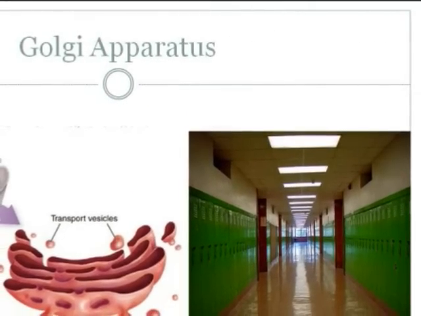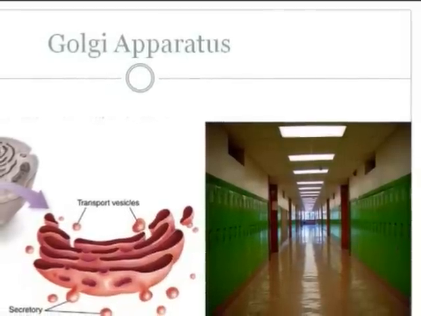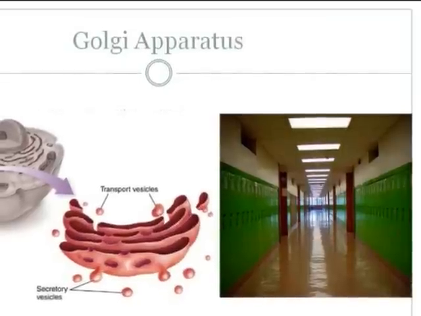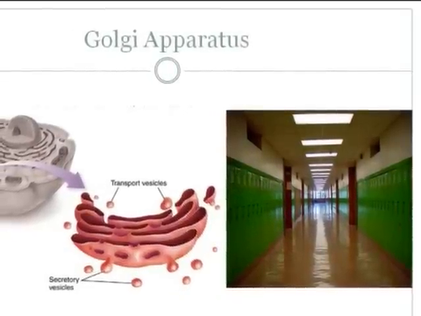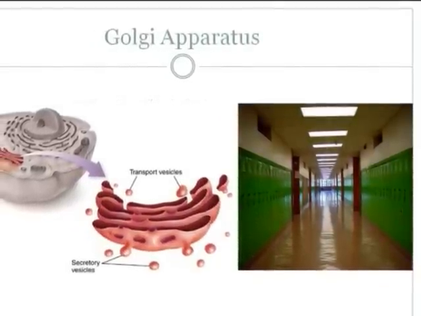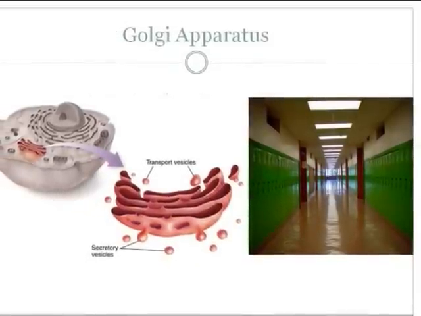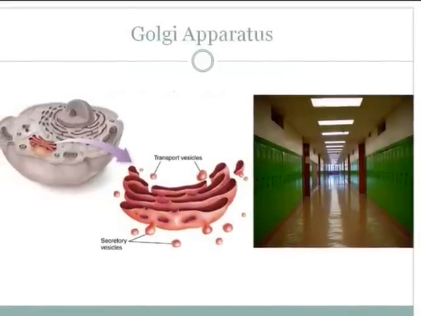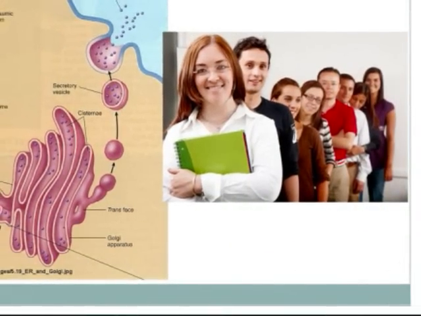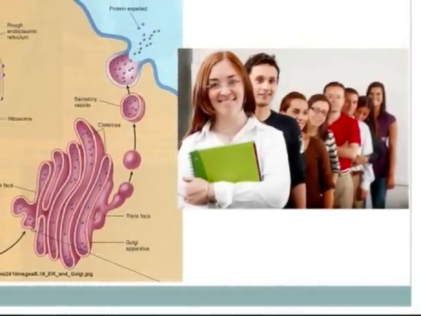After the proteins and fats are made in the ER, they need to be sent out to the rest of the cell. This is the job of the Golgi apparatus. The Golgi apparatus receives the proteins and fats from the ER, packages them, and sends them around the cell. The Golgi apparatus is like the hallways in the school. The hallways have students, teachers, and other staff members walking around the school at all times. The hallways are the transport system of the school, just like the Golgi apparatus is the transport system of the cell.